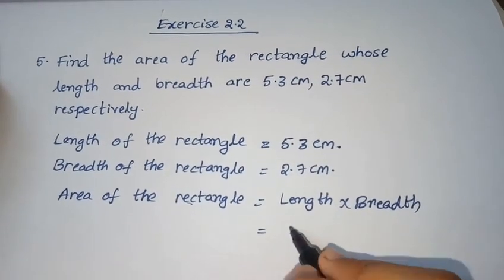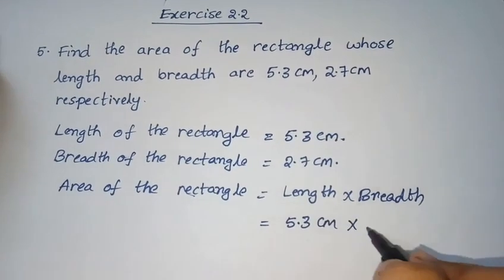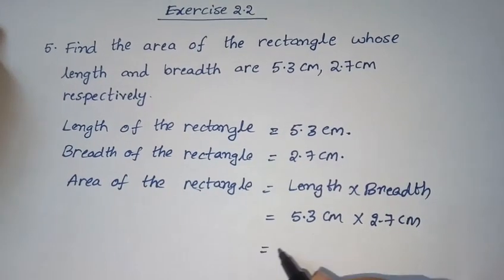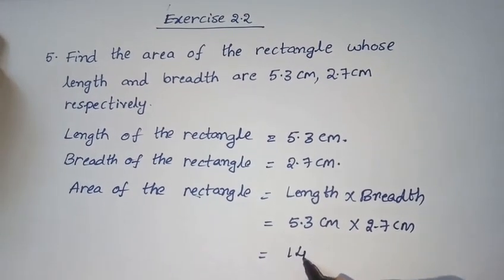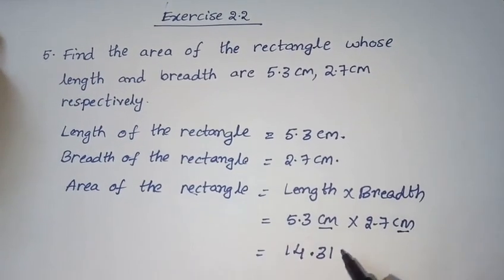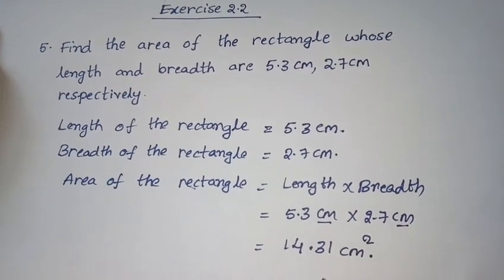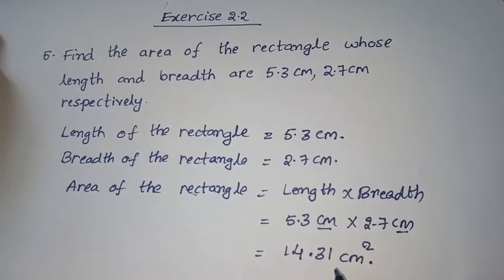So length given is 5.3 centimeters, multiplied with 2.7 centimeters. Multiply 5.3 into 2.7, you will get 14.31. Multiply centimeter into centimeter, that is equal to centimeter square. So the final answer is 14.31 centimeter square. So this is the area of a rectangle.